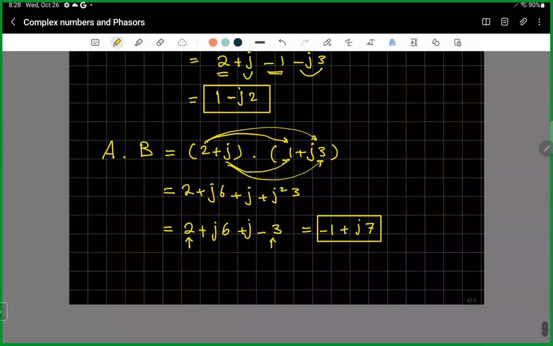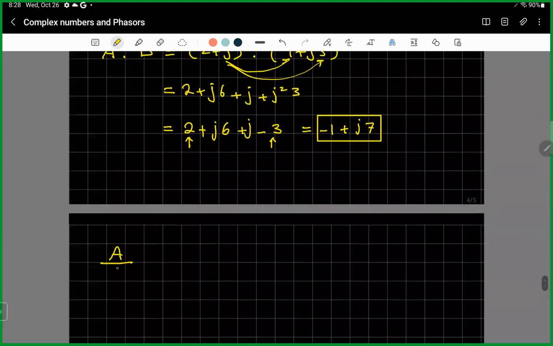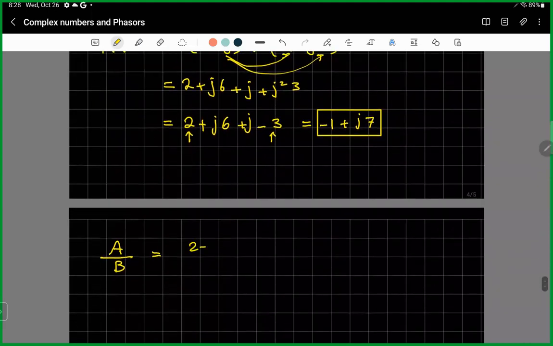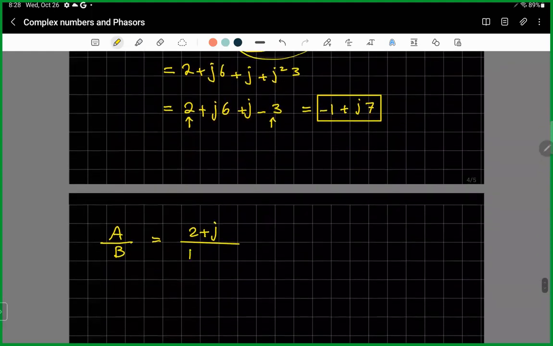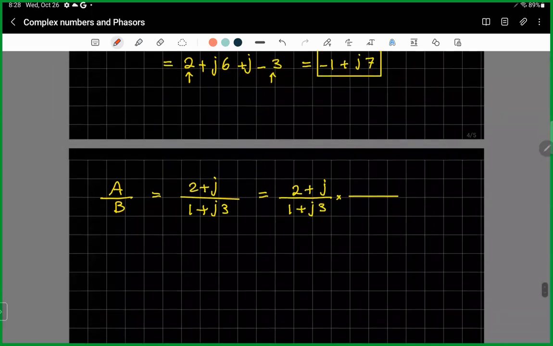What about division? Division: A divided by B. A is equal to 2 plus j, and B is equal to 1 plus j3. To do that, we do something interesting. You write it back again as this fraction, and then multiply by something called the conjugate. Conjugate. What does it mean, conjugate?